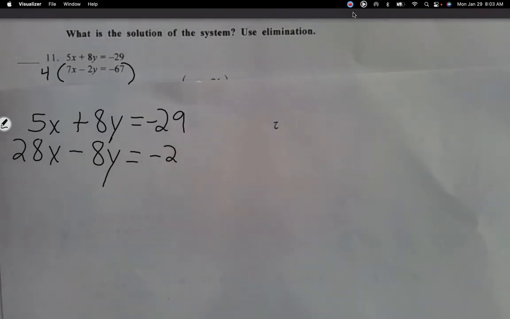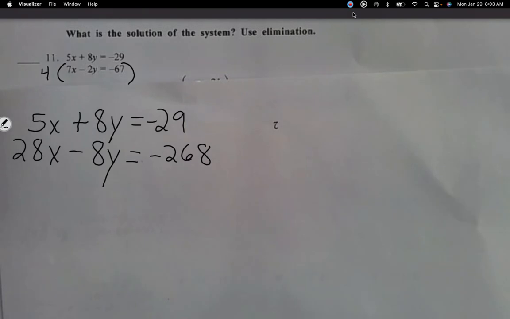Any questions so far on that one? All I did was multiply the bottom equation by 4 so that I got a matching number. You could also multiply the top one, and that's what we're going to get to in a minute. You get the same answer. It's just a little bit more work, but you'll get the same answer.